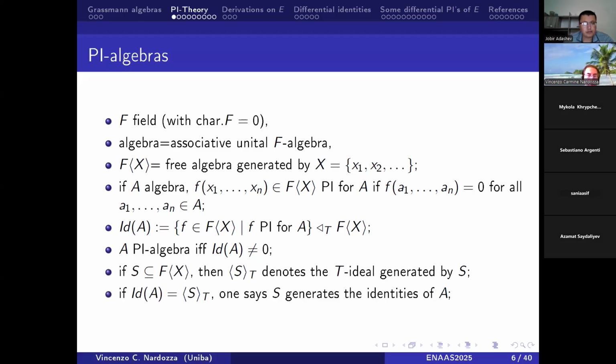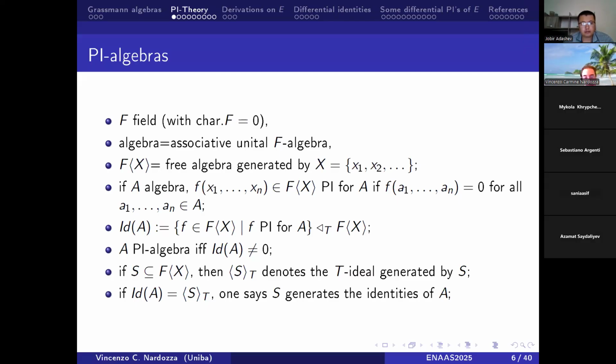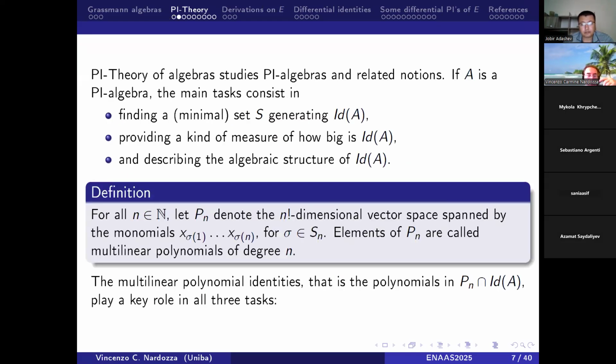Then, as a matter of notation, if one starts with a set S of polynomials in the free algebra, the T-ideal generated by S is the least T-ideal containing the set S. And if it happens that the ideal generated by S coincides with the whole ideal of identities of A, one says that S generates the identities of A. So PI theory of algebras studies PI-algebras and the related notions.